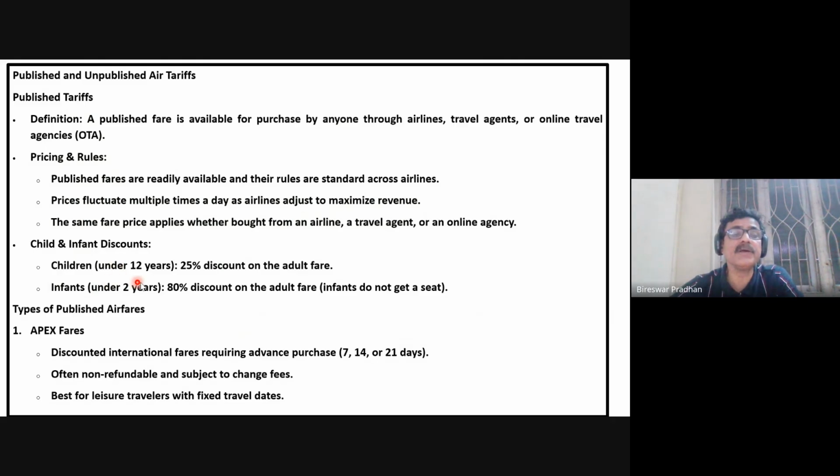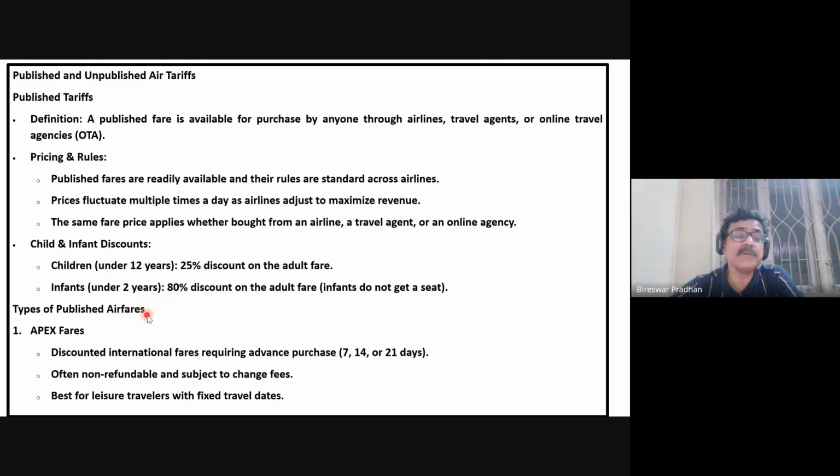Children under 12 years get a 25% discount on the adult fare, and infants under two get a 90% discount on the adult fare, but infants do not get a seat. So this is the condition. This is the other type of facilities also available for testing. Government services are there, military services were there.